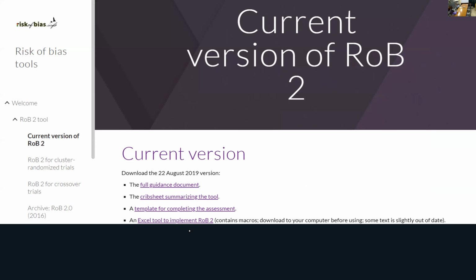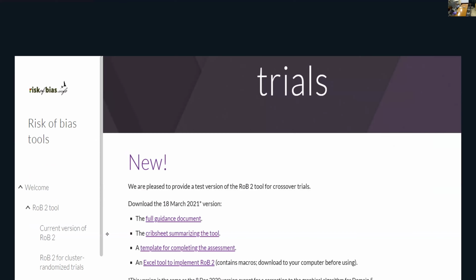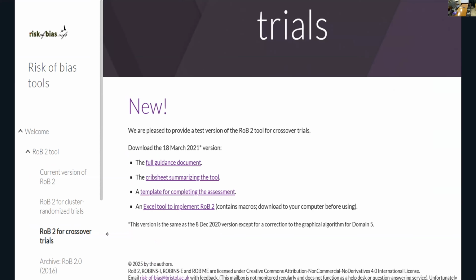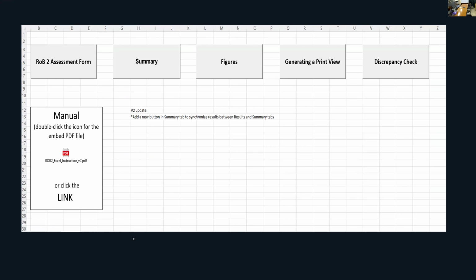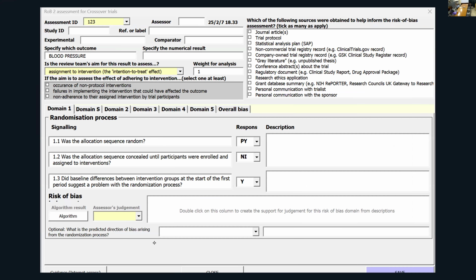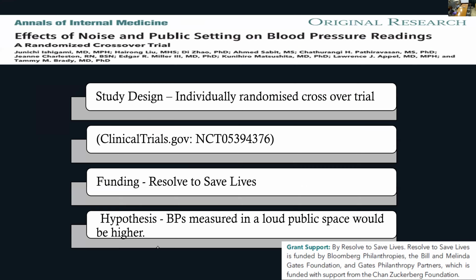This tool, if you go to the website, this is how it looks, and I've used the RoB2 for crossover trials. It has a full guidance document. It has an Excel tool in which the data can be inputted. This is how the Excel tool looks, and you can use the assessment form to input the data. This is how data is to be inputted.